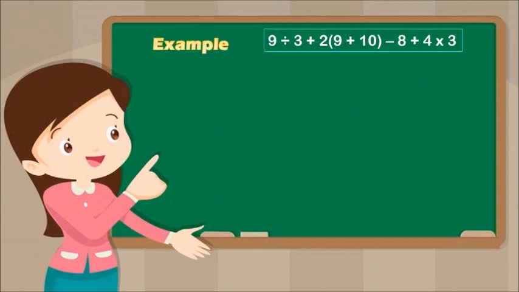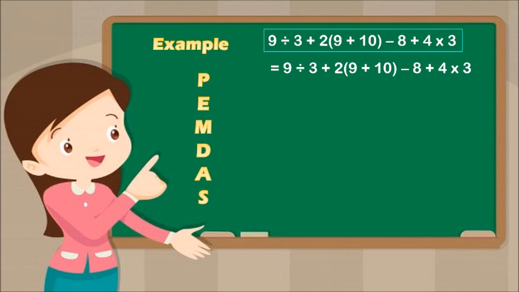Next example. 9 divided by 3 plus 2, open parenthesis, 9 plus 10, close parenthesis, minus 8 plus 4 times 3. So we use PEMDAS because there's a parenthesis. So what do we solve first? We solve first what's inside the parentheses. So it's 9 plus 10. Next would be exponent. We don't have an exponent. So the expression is 9 divided by 3 plus 2 times 19 minus 8 plus 4 times 3.